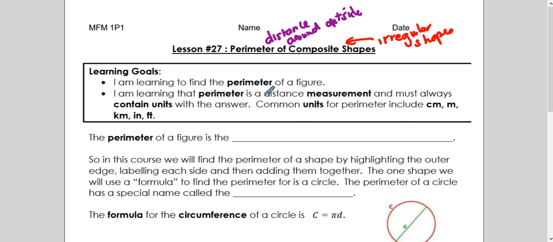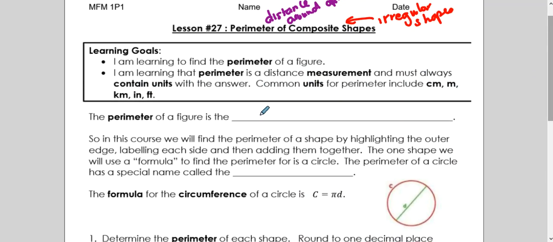So we're looking to find perimeter of a figure. I'm learning that perimeter is a distance measurement. It always contains units with the answer. So common units could be centimeters, meters, kilometers, inches, feet. It's a linear measurement. So we know that that's the distance around the outside.